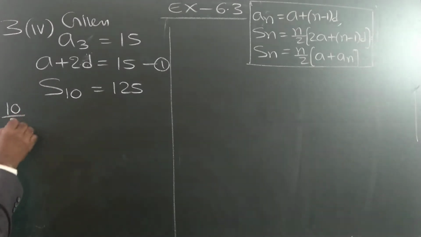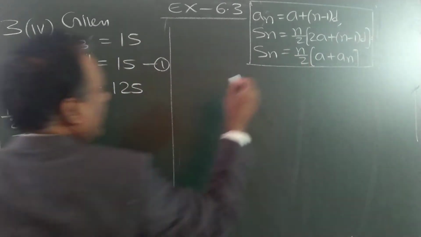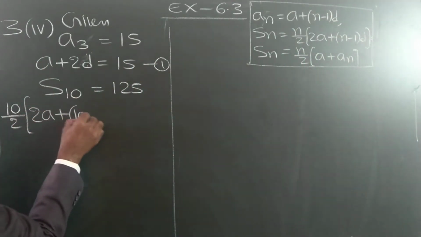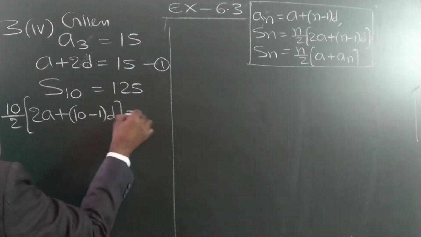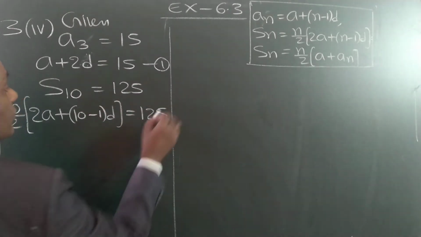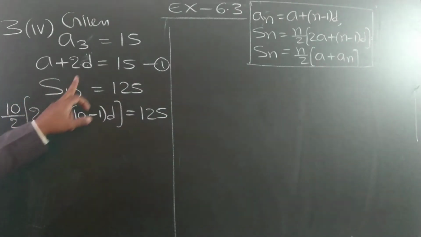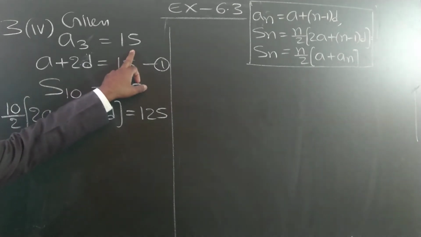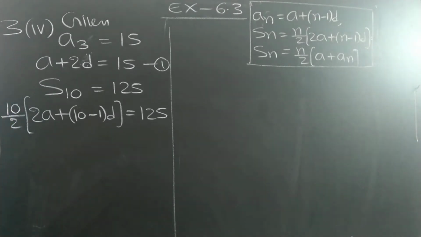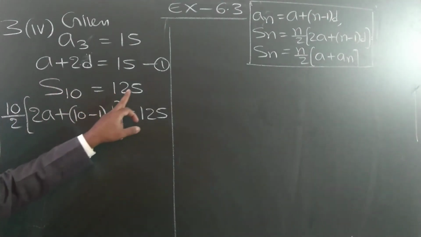S10 formula, n by 2 into 2a plus n minus 1, 10 minus 1 into d is equal to how much? 125. See here, a3 is given. What is the a3 formula? a plus 2d is equal to 15. Leave it. One equation we got. We require one more equation. So for that, another information is given in the question.